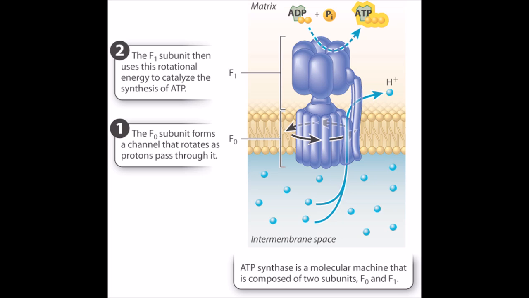ATP synthase is the last piece of the electron transport chain. This molecular machine is composed of 2 different subunits, F0 and F1. F0 is a membrane-spanning subcomplex, while F1 is a soluble component. F0 forms a channel in the inner mitochondrial membrane through which protons flow. F1 is the unit that synthesizes ATP.